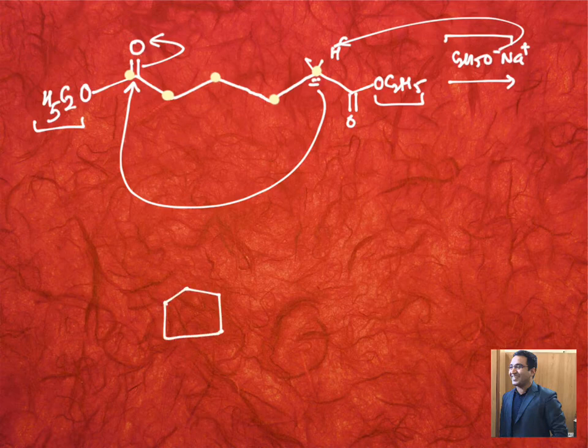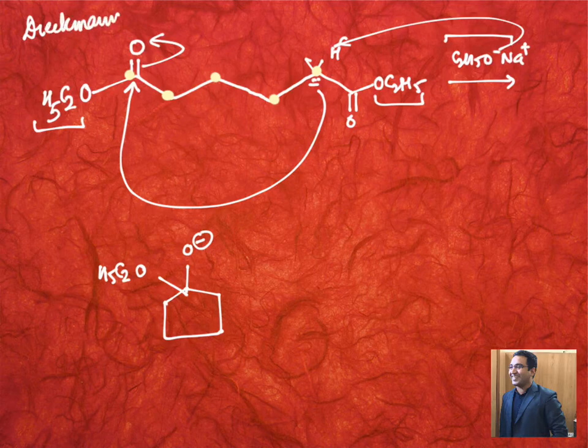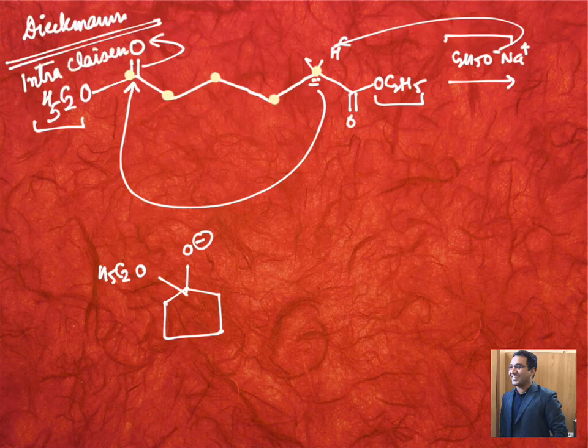Remember, this reaction has a different name. Now when you talk about this reaction, there's a name for it, and it's called Dieckmann reaction. Alright, the name for this is Dieckmann reaction. It is intramolecular Claisen condensation. Its another name is intramolecular Claisen condensation.